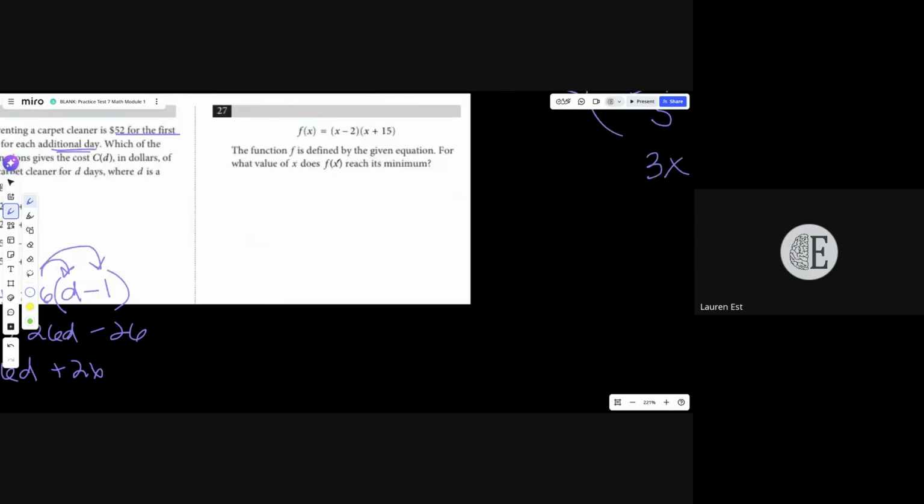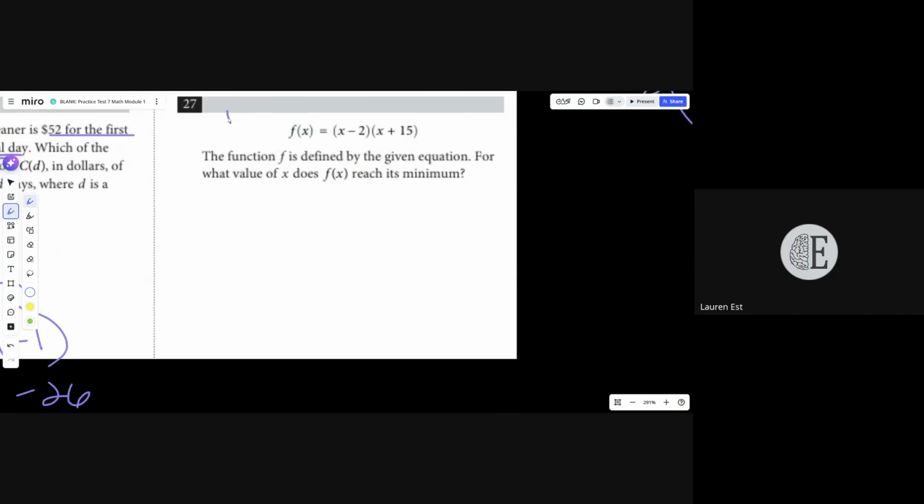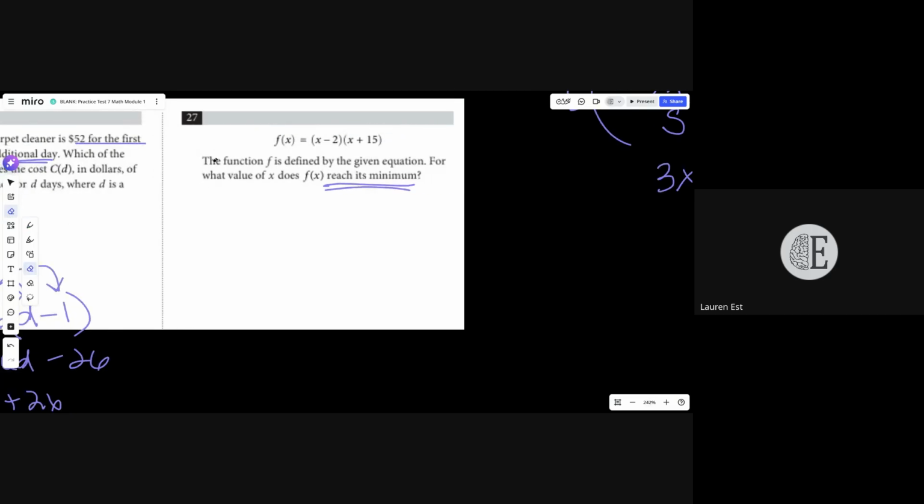Last question, best question. Function f is defined by the given equation. This is a discriminant question. The function f is defined by the given equation. For what value of x does f of x reach its minimum? Oh, it's not even a discriminant question. What? You can do this with Desmos. Gross. What an easy end of module question.